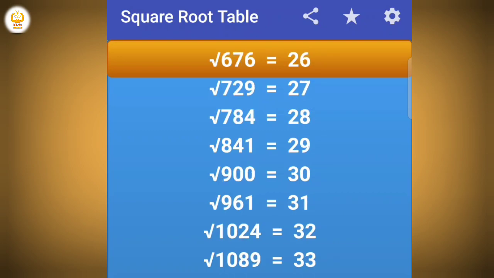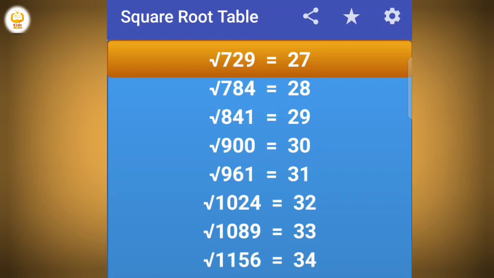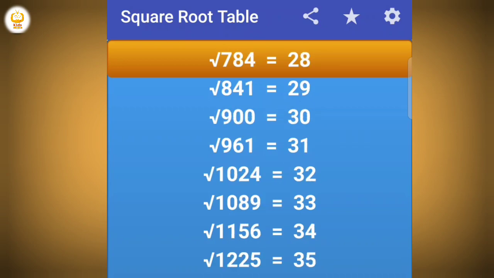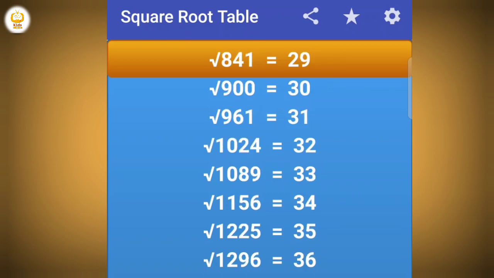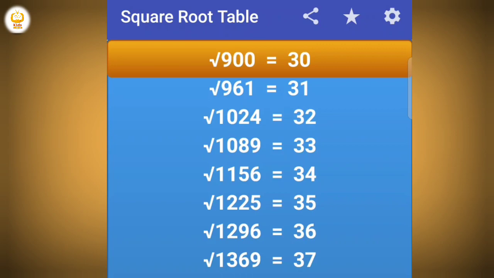Square root of 676 za 26. Square root of 729 za 27. Square root of 784 za 28. Square root of 841 za 29. Square root of 900 za 30.